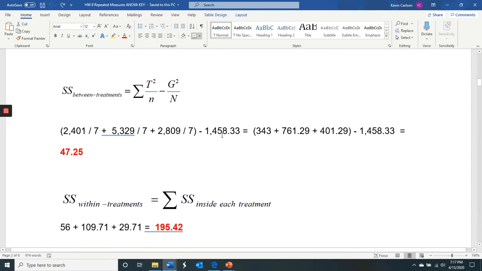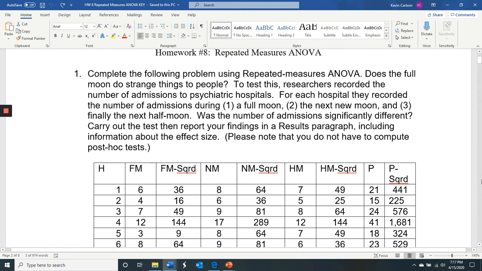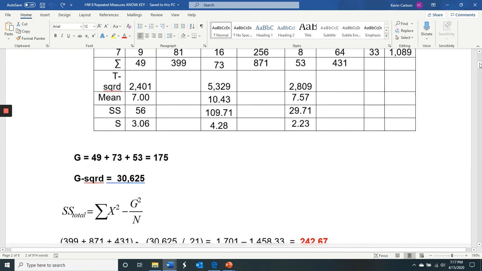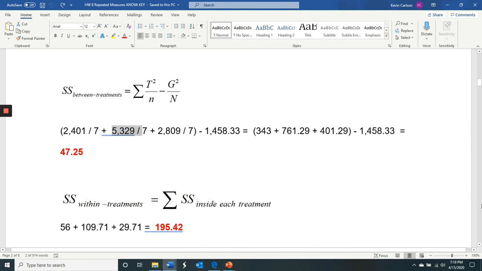Remember that for each of those T squares, we have to divide it by small n, which is 7. We have 7 hospitals. So we have this ratio for the full moon, this is the ratio for the new moon, and then this is the ratio for the half moon. We solve for these ratios first. Solving for the ratios, we get these numbers.